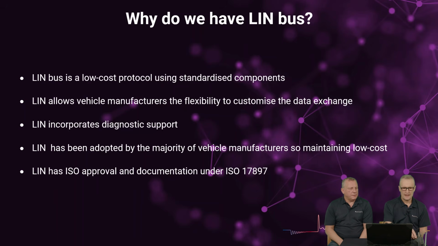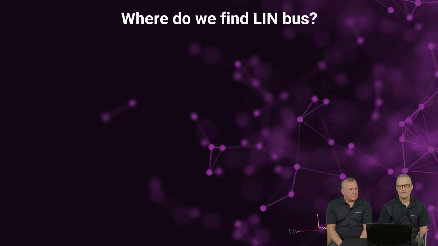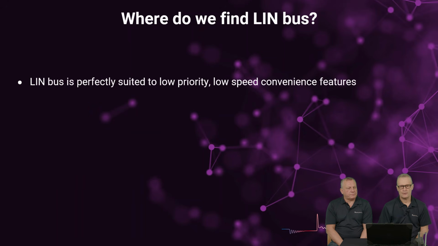So you mentioned that as an overview, great. Hopefully it enthuses you to dig deeper, because there's so much to be revealed when you start digging down into these networks. So where do we find LIN Bus? Well, it's perfectly suited to low priority, low speed, convenience features. I find it amazing we're calling 20 kilobits per second low speed.